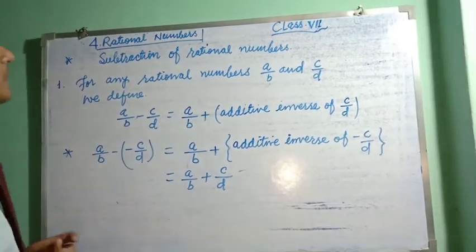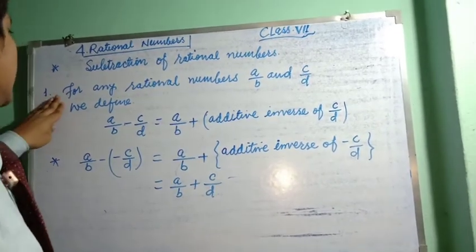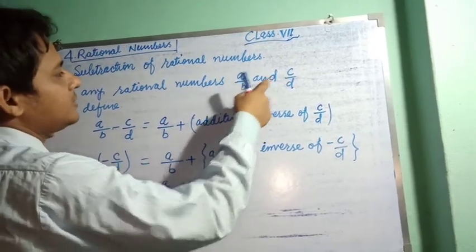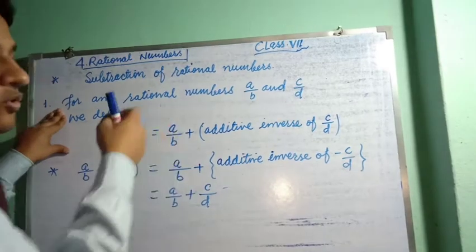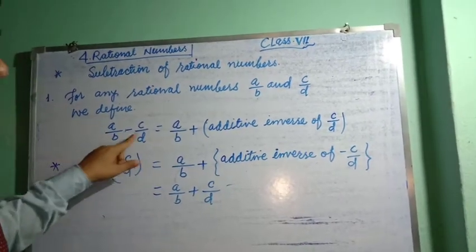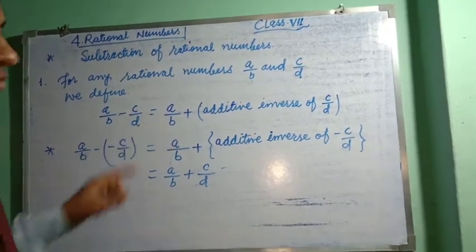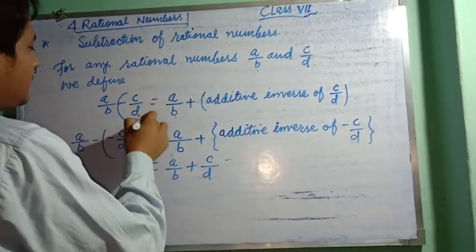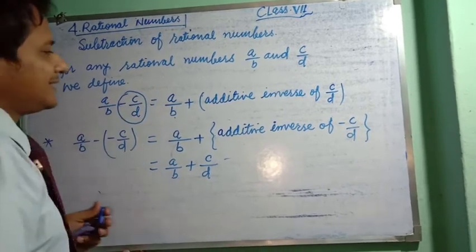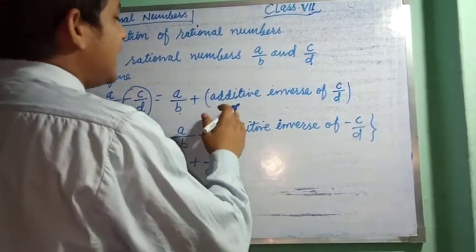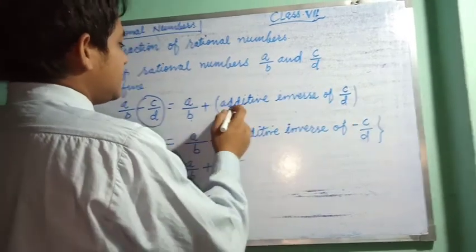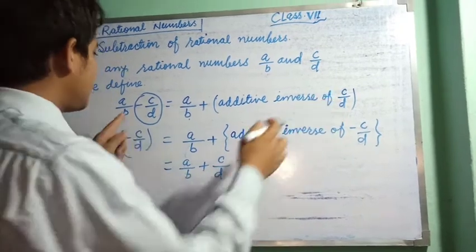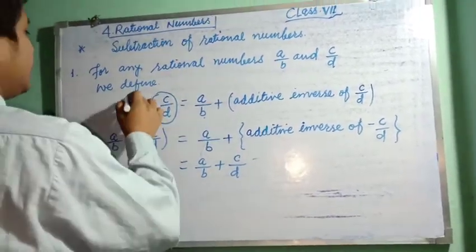Yes, the first point is subtraction of rational numbers. For any two rational numbers a by b and c by d, we define a by b minus c by d as a by b plus minus c by d, and remember, minus c by d is the additive inverse of c by d. That means the additive inverse of c by d is minus c by d. So this can be written like this.